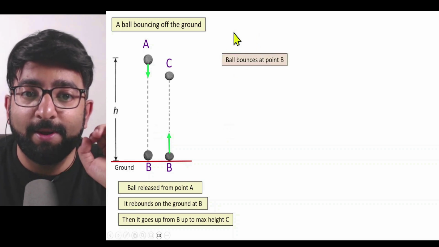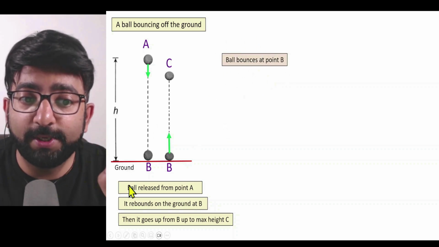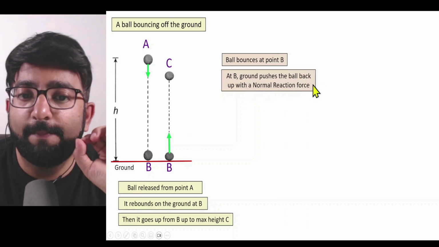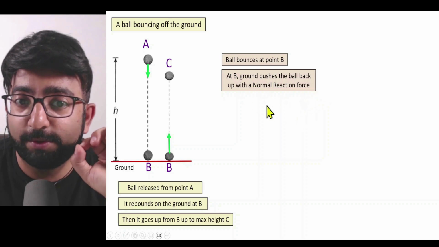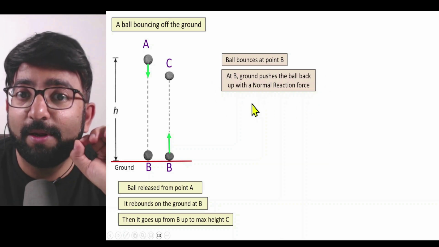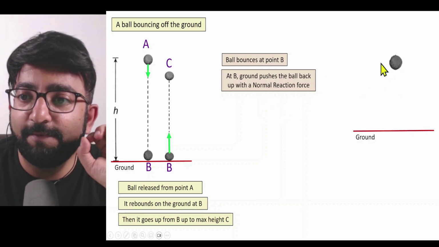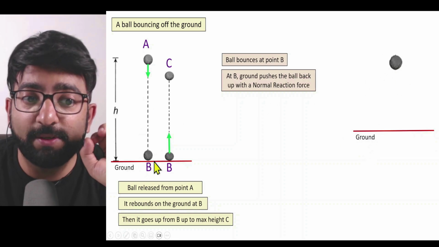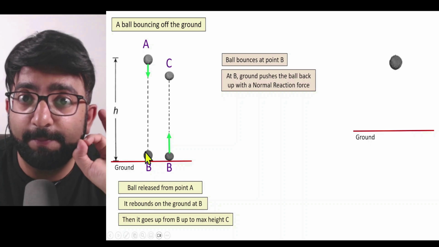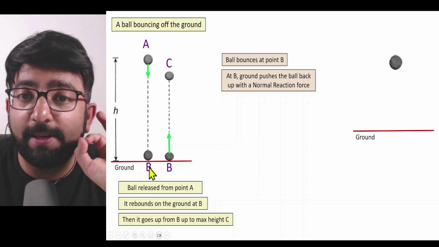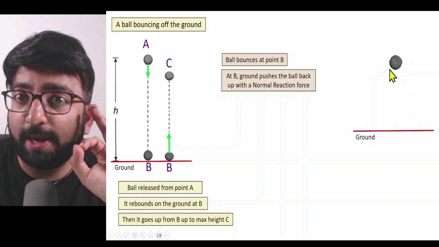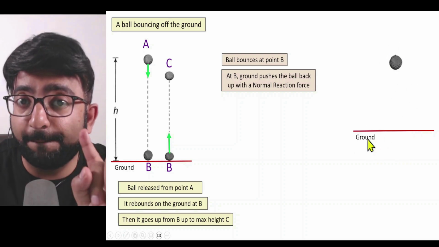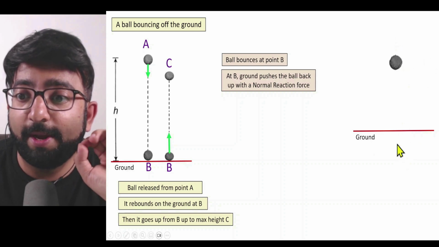Over here, the ball is going to bounce at the point B. At the point B, the ground pushes the ball back up with a normal reaction force. Let us understand this point in a little more detail. Imagine we have the ball coming towards the ground. The moment it hits the ground, we are considering the point B when the ball has made an impact with the ground. Over here, I have drawn the ball and the ground separately just to draw the separate free body diagrams for the ball and the ground.